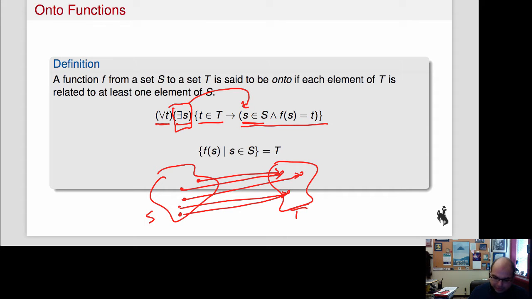Another way of actually saying this is like this. We say that the set of all f of s such that s belongs to S is actually the set T. Now T is known as the codomain. And this set here is actually what's known as the range. That's the set of all f of s, where s comes from the domain. So another way of characterizing what it means to be onto is simply to say that the codomain is the exact same thing as the range. Okay, so that's what we have.